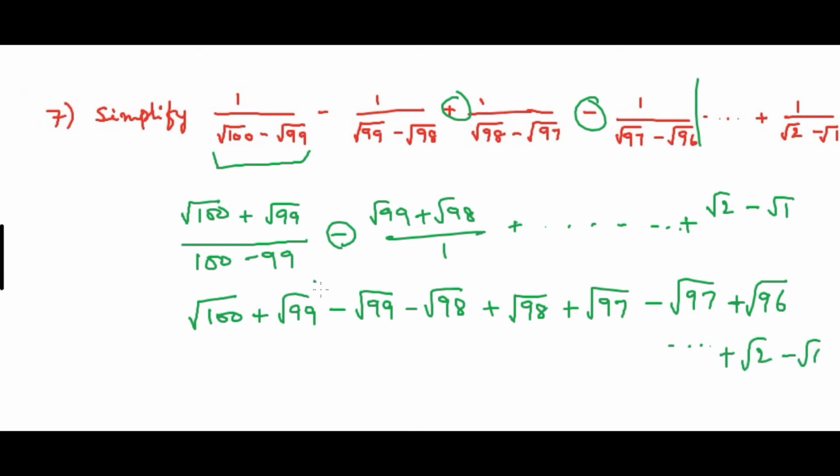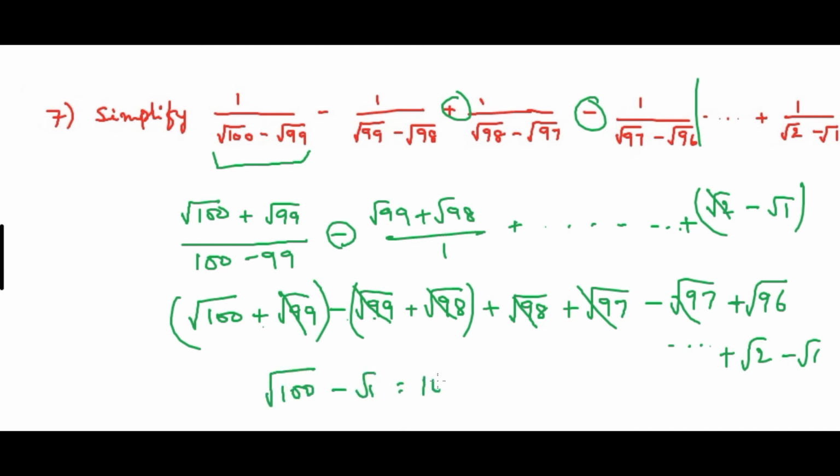So we can see two things. One is the second term of the first part will be plus, and the first term of this one will be minus, and they cancel each other like this. These two will be cancelled and these two will be cancelled, and it will be continued up to the first part of this. Finally it will be root 100 minus root 1, which is equal to 10 minus 1, which is equal to 9 is the answer.